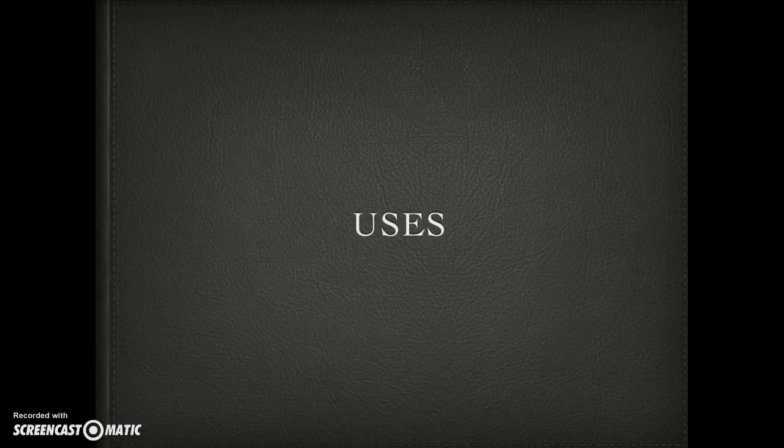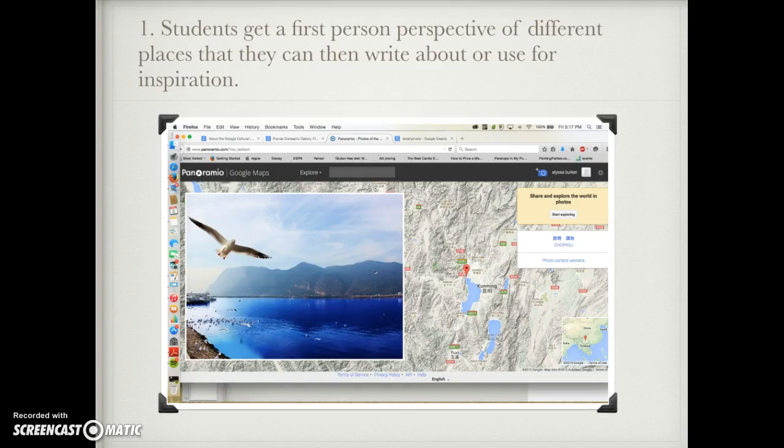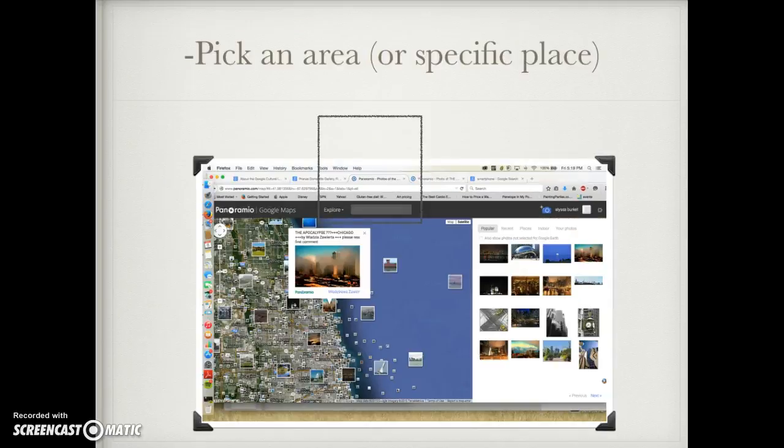The first use I have for Panoramio is students get a first person's perspective of different places that they can then write about or use for inspiration for their artwork as well. They get to explore this website, and as you can see in that box that I have created, if you look at the bottom of that box, there's a little search window and you can search for different specific places. I searched for Chicago, and then you can choose a photo.